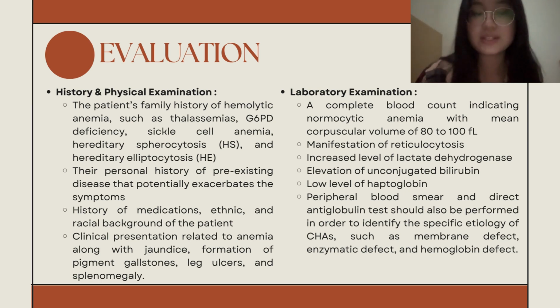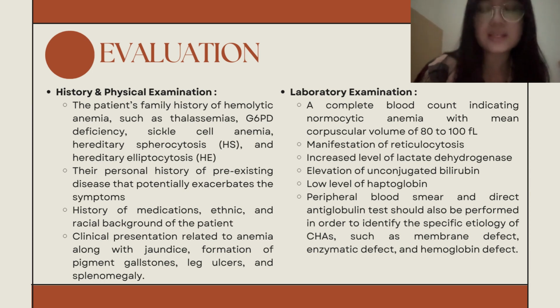Symptoms usually appear during infancy in the form of kernicterus or idiopathic jaundice, which later in life, the clinical presentation is mostly related to anemia along with jaundice, formation of pigment gallstones, leg ulcers, and splenomegaly. Although the patient presents with physical characteristics that could help the clinician in diagnosing the condition, lab examinations are still the key. It begins with a complete blood count indicating normocytic anemia, manifestation of reticulocytosis, increased level of lactate dehydrogenase, elevation of unconjugated bilirubin, and low level of haptoglobin. Peripheral blood smear and direct antiglobulin tests should also be performed in order to identify the specific etiology of CHAs.